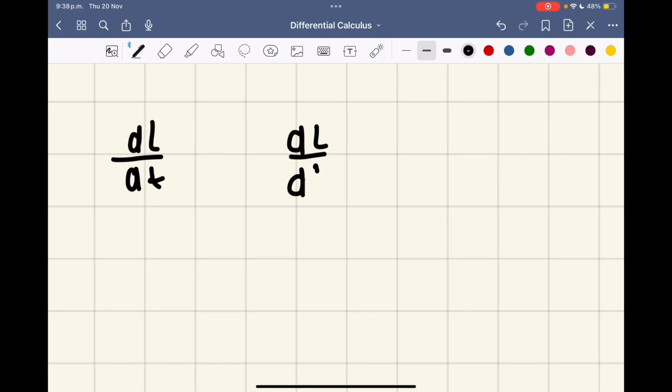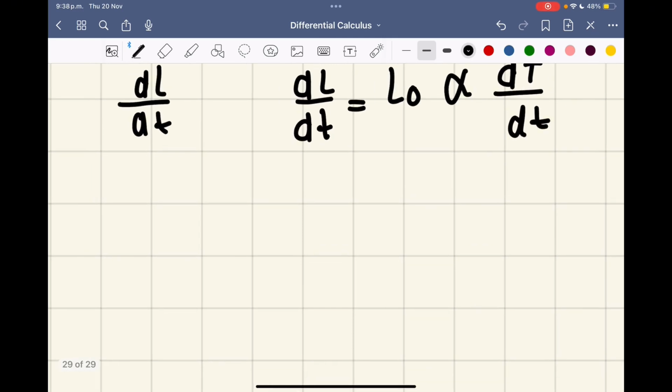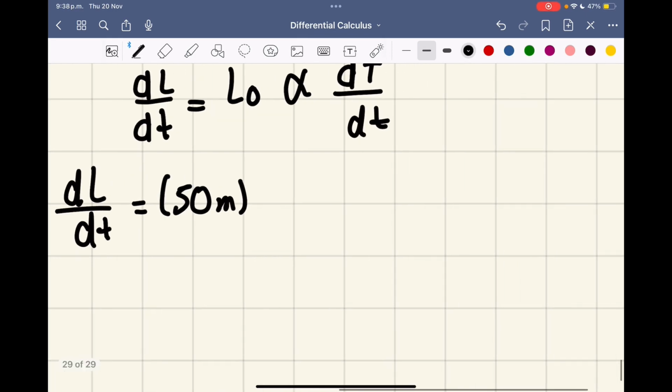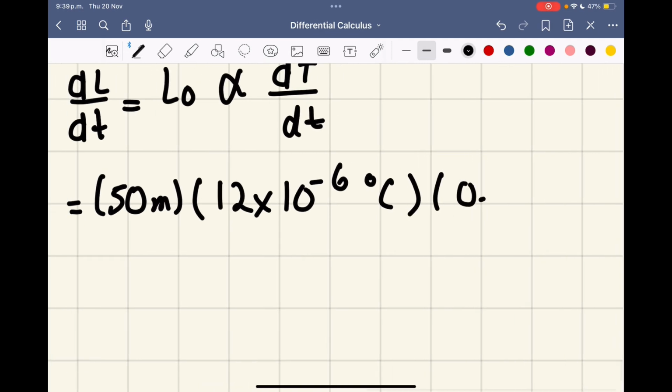So dL over dt equals the initial length times alpha, which is the constant, times dT over dt. And we're going to use the numbers that we have. So it will be the initial 50 meters, the length of our pipe, times 12 times 10 to the minus 6 per degree Celsius, and times 0.51 degrees Celsius per minute.